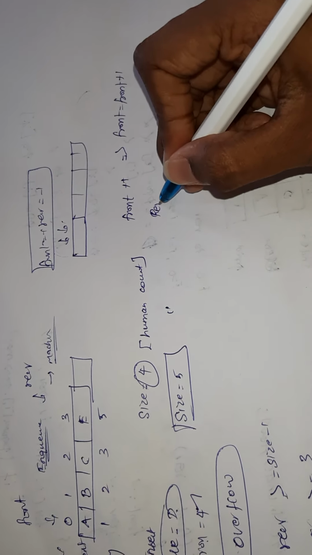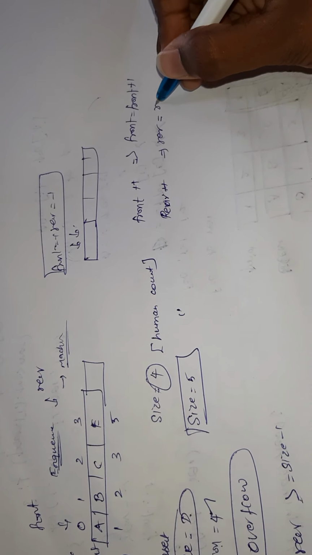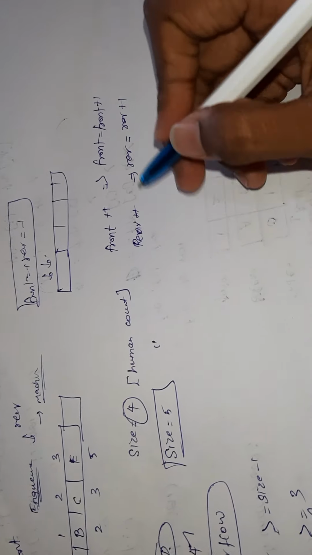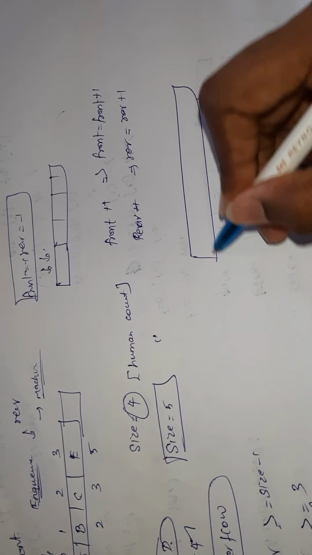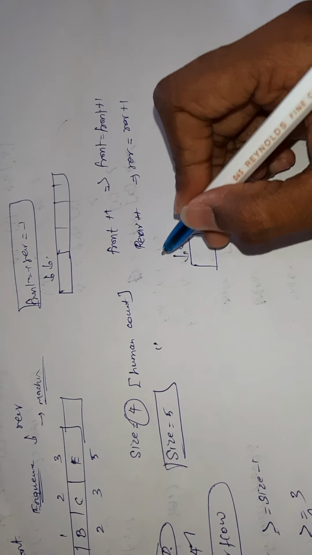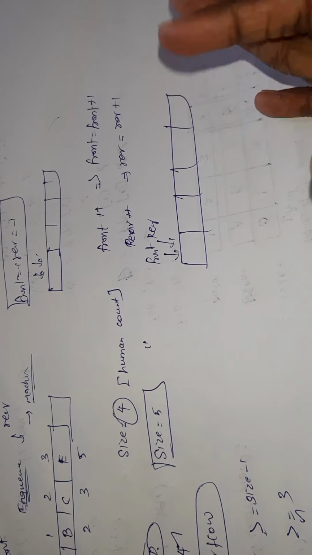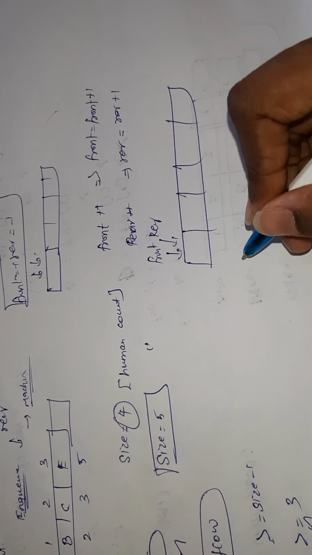Same thing for rear. Rear plus plus means rear equals rear plus 1, so I am increasing. So, what will happen? Automatically there is a size of 5. The front and rear position will point towards a single array element, because nothing should be there yet. Now, we can insert your element.